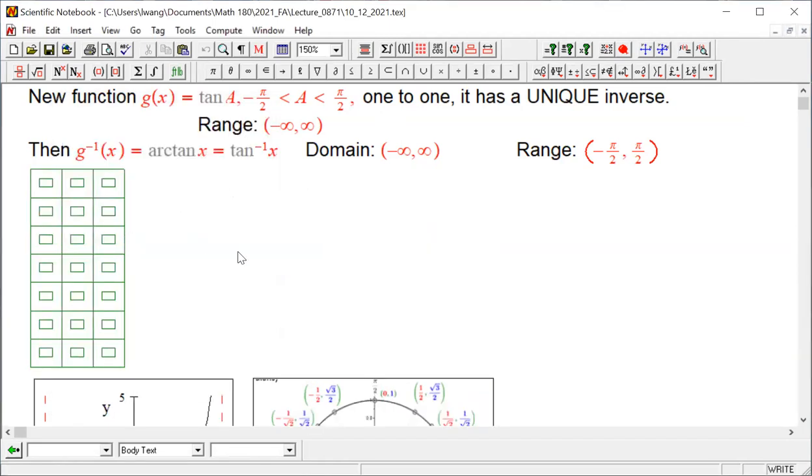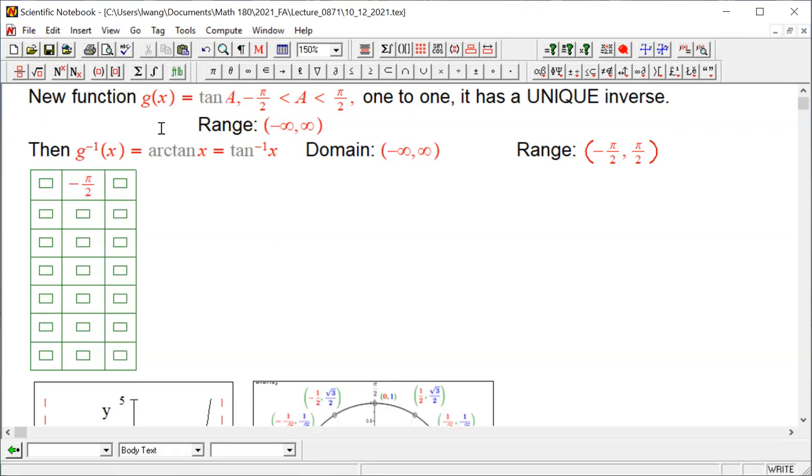Where is everybody? Okay, so G is a function, we need to understand. G is a function that takes input as angles and produces a ratio. You see, I start to emphasize this from the beginning. You must make sure you understand. If you don't, you need to let me know.